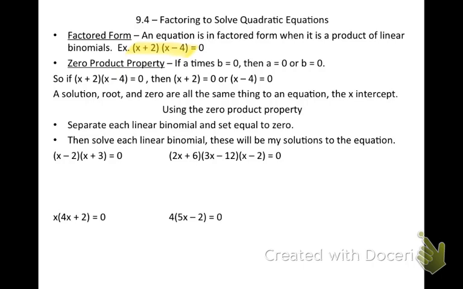Basically what we want to get is two things being multiplied by each other. And whenever we factor something, we have two parentheses that are being multiplied by each other, just like we have here. X plus 2 times x minus 4.